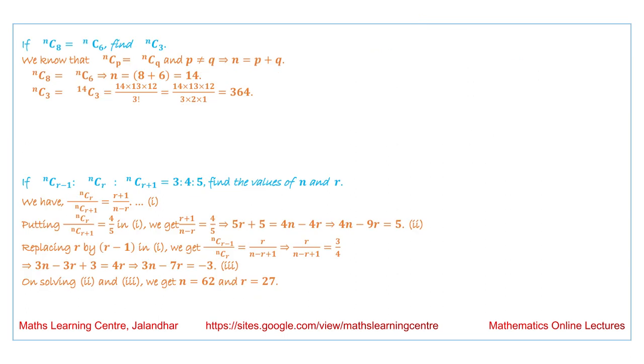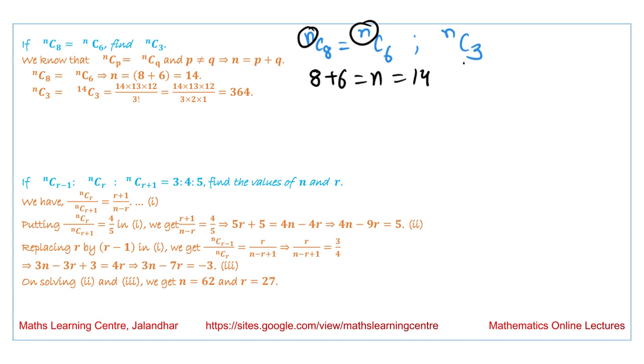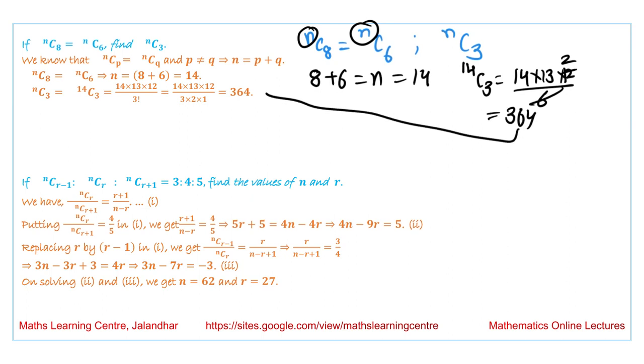Next is, if nC8 is equal to nC6, we have to calculate the value of nC3. We know that these two values are equal. So we will have 8 plus 6 is equal to n. So this is equal to 14. So we have to calculate the value of 14C3, that is equal to 14 into 13 into 12 divided by 3 factorial. These two terms get cancelled. The answer we obtain is 364.